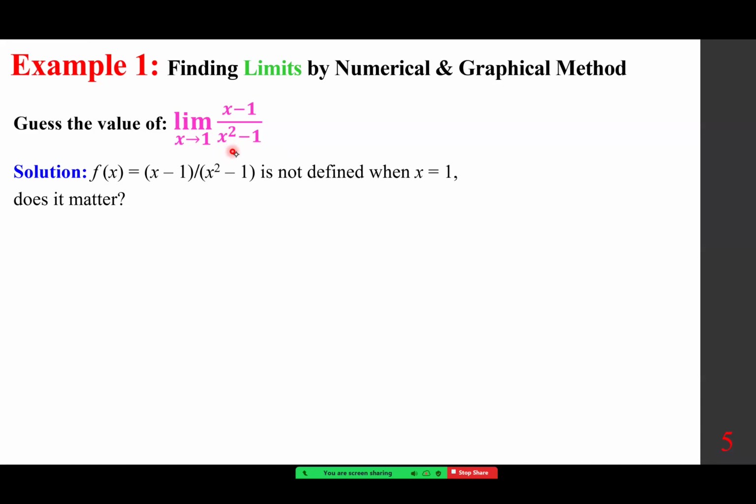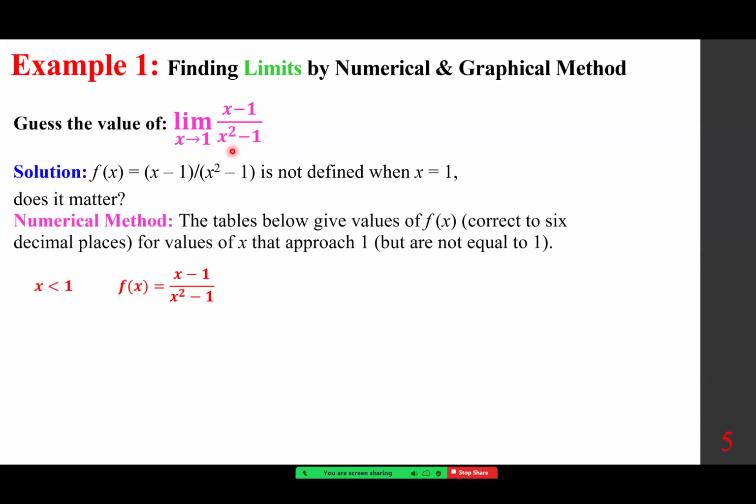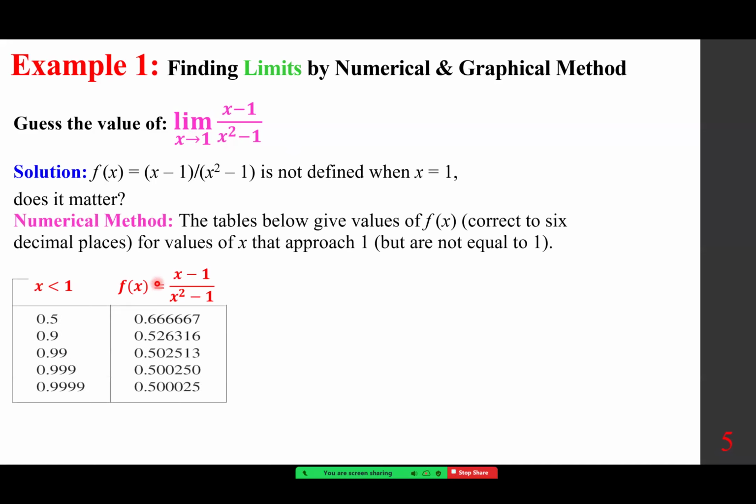So let's look at a numerical method, which means x is approaching 1. We're going to look at both sides of 1, numbers less than 1 but close to it. For example, you can go with 0.5, 0.6, 0.7, 0.8, 0.9, but those are too far, so 0.99, 0.999, and so on and so forth. So this is the function. This is x less than 1. Plug in those values, and this is what we get. For example, 0.1 gives us this number, 0.9 gives us this number, but the closest one to 1 gives us 0.500025.